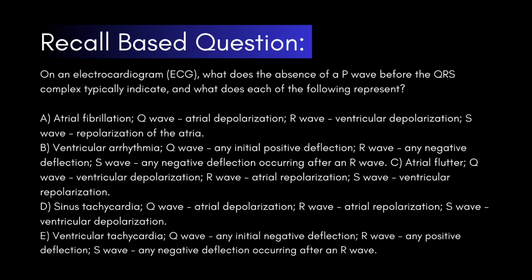So now let's go ahead and take a look at some recall-based questions to test and see if you retain the information I presented beforehand. On an electrocardiogram ECG, what does the absence of a P wave before the QRS complex typically indicate, and what does each of the following represent?